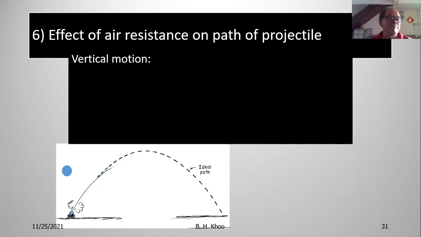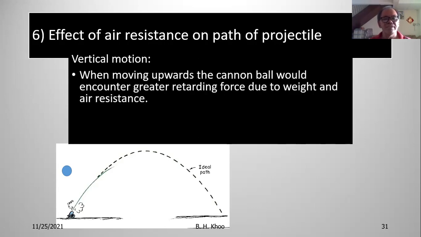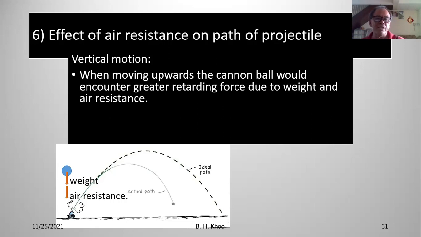Right? With air resistance present, for vertical motion, when moving upwards, the cannonball would encounter a greater retarding force due to weight and air resistance. Okay, we will study this in topic 3. The weight is pulling it down. Air resistance is also opposing. It's moving up, so air resistance is downwards, opposing it. Previously only the weight, now we have air resistance and weight.